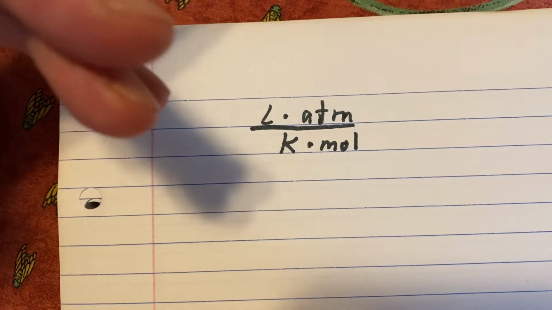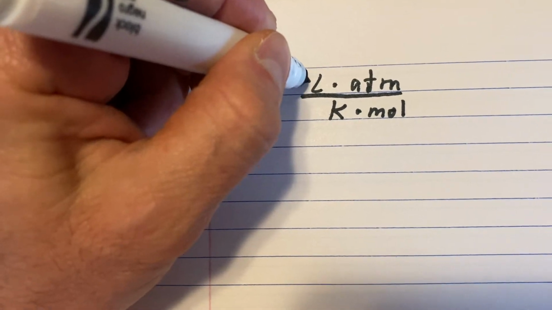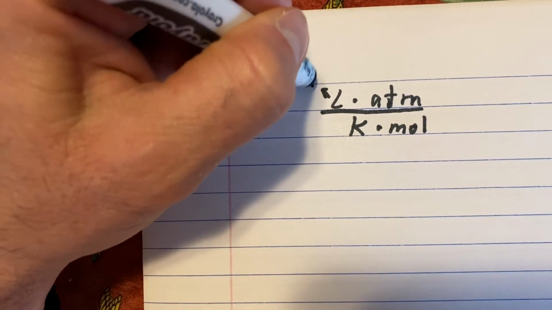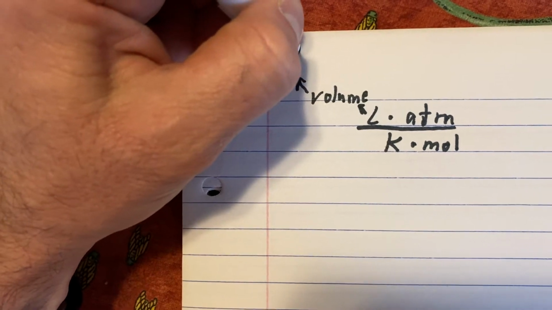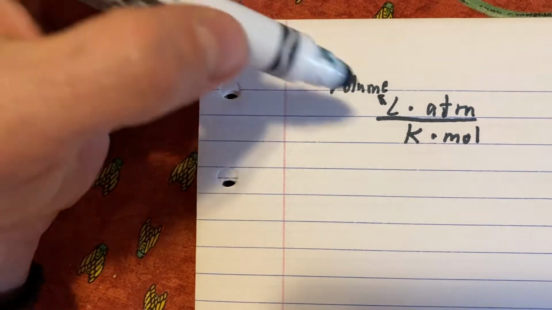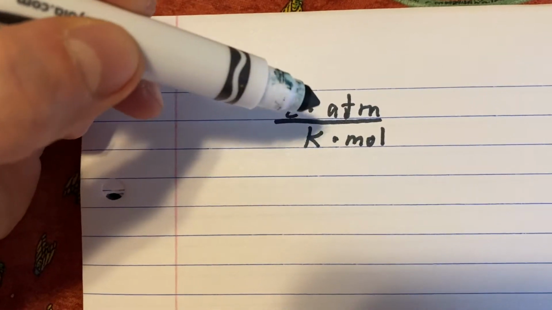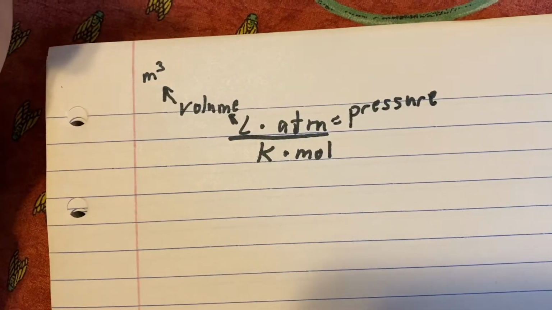So what I'm going to do is break these down to their base units, right? So liters, that's a unit of volume, and the base units are cubic meters, right? So instead of writing liters, we can write meters cubed. Atmospheres are basically measuring pressure, right? And what is pressure? We all know that pressure is force per area.